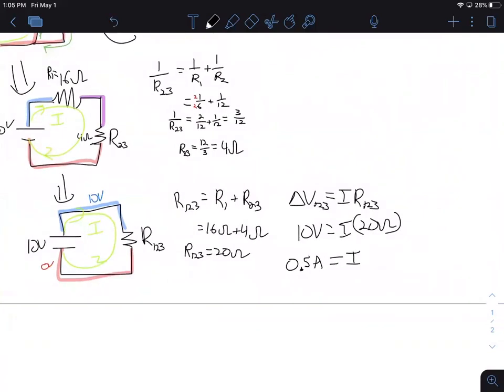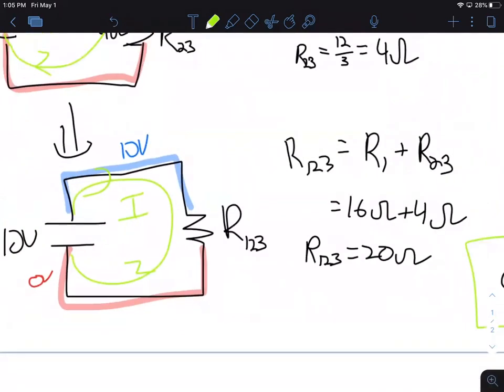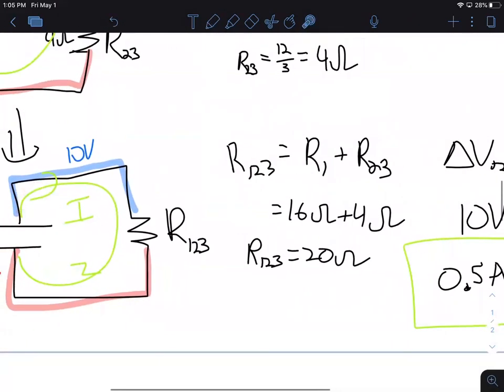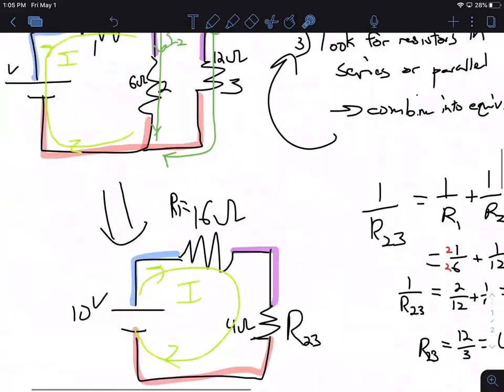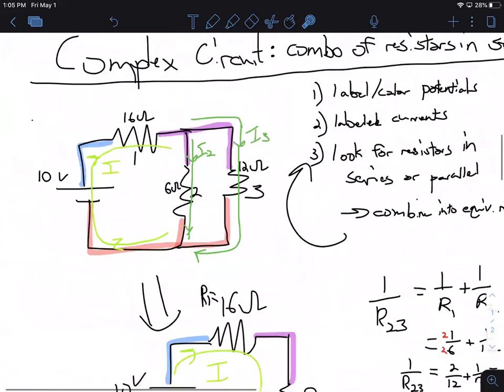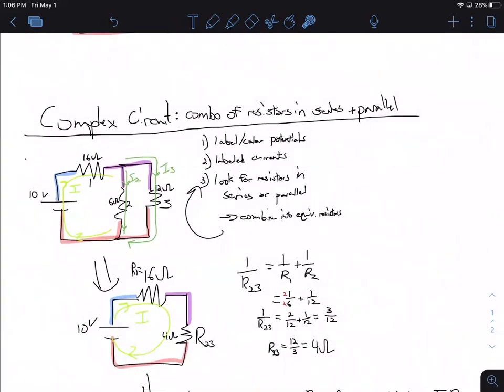Excellent. So I've now found the current through this circuit. And because I've been looking for this total current I, which is the current from the battery, that hasn't changed. Regardless of what I do to combine these resistors, I'm just looking at them a different way. It's still the same circuit. It's still the same total I from the battery.